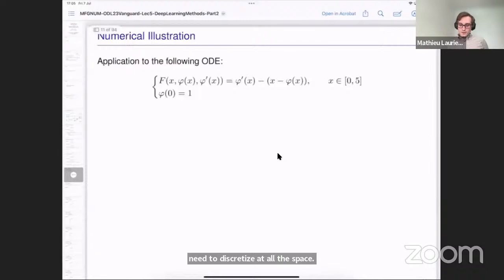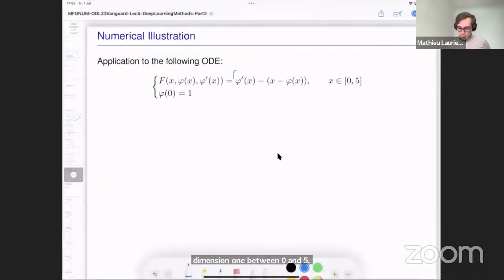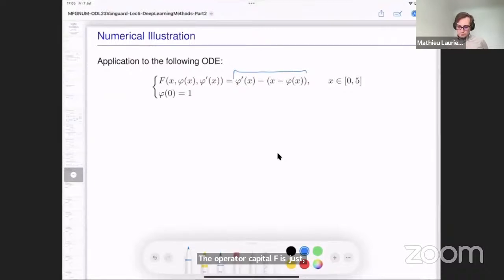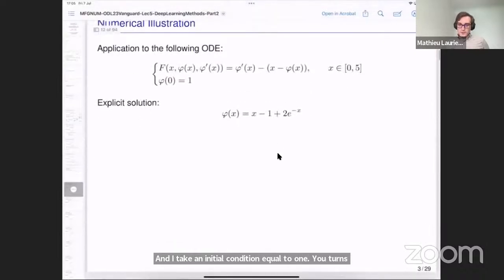Here is an application. I take a specific ODE in dimension 1 between 0 and 5. The operator capital F is just this. And I take an initial condition equal to 1. It turns out that this ODE has an explicit solution, which is x minus 1 plus 2 times the exponential of minus x. It doesn't matter.